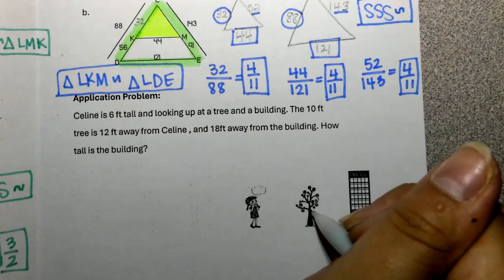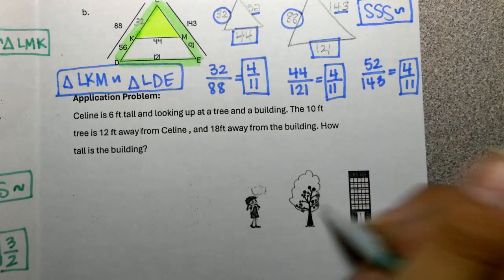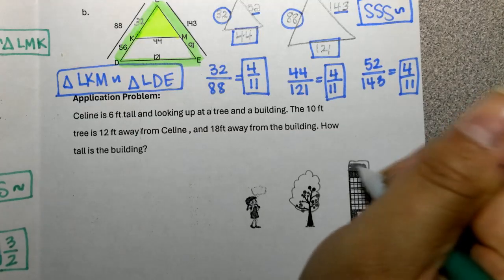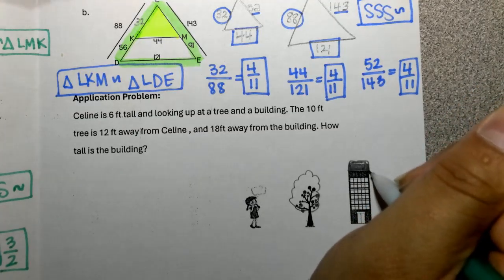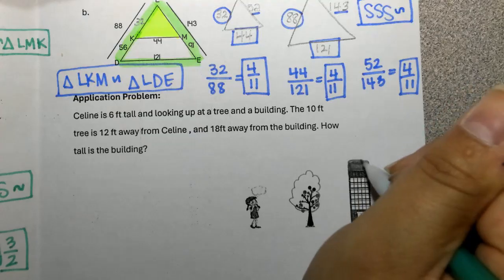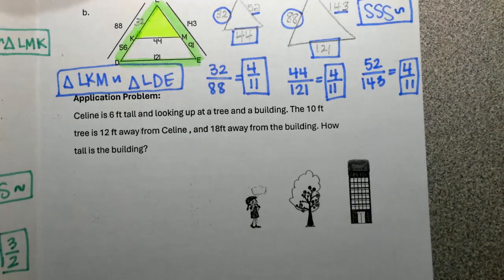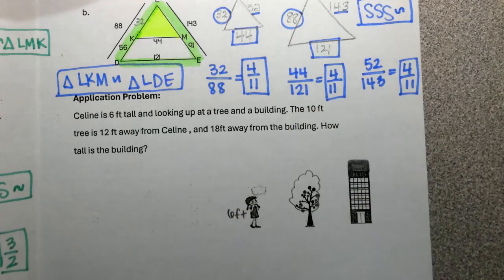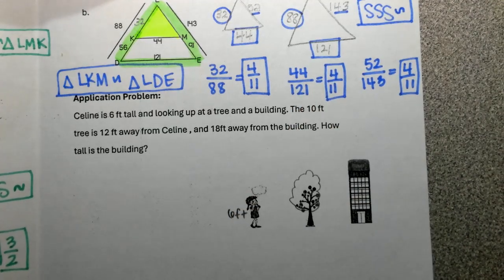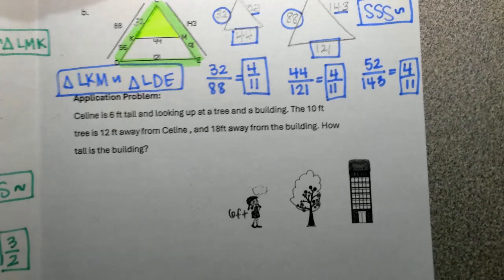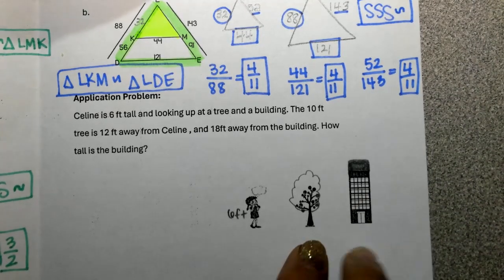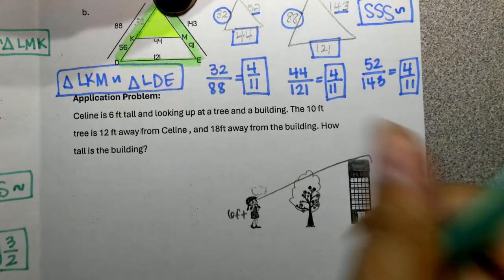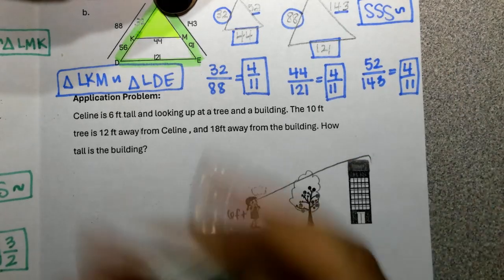This tree, I just want you to make it a little bit bigger and make this building a little bit bigger so that it just doesn't make sense with how tall that chick is. We're going to make these both bigger. Celine. This girl right here. She's 6 feet tall. So everybody, let's label her as 6 feet tall. Celine is 6 feet tall, and she's looking up at a tree and a building.